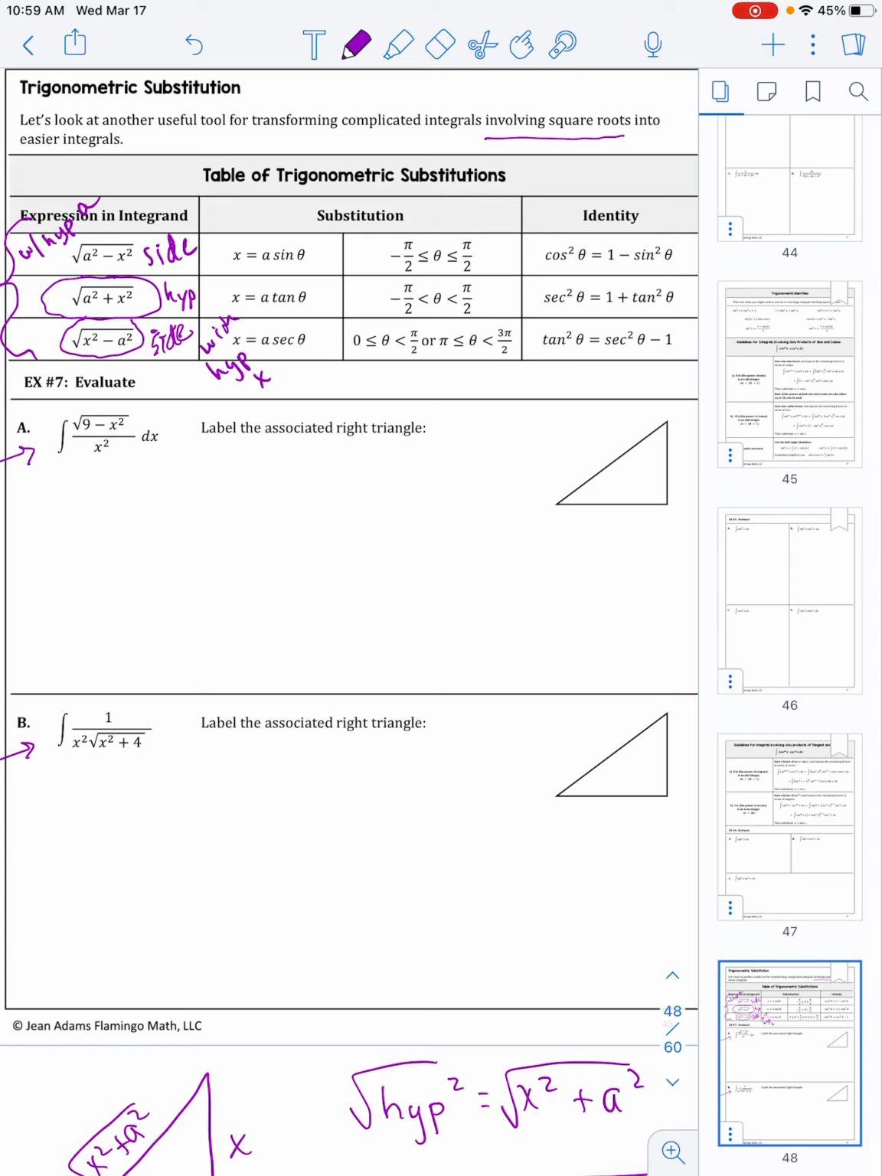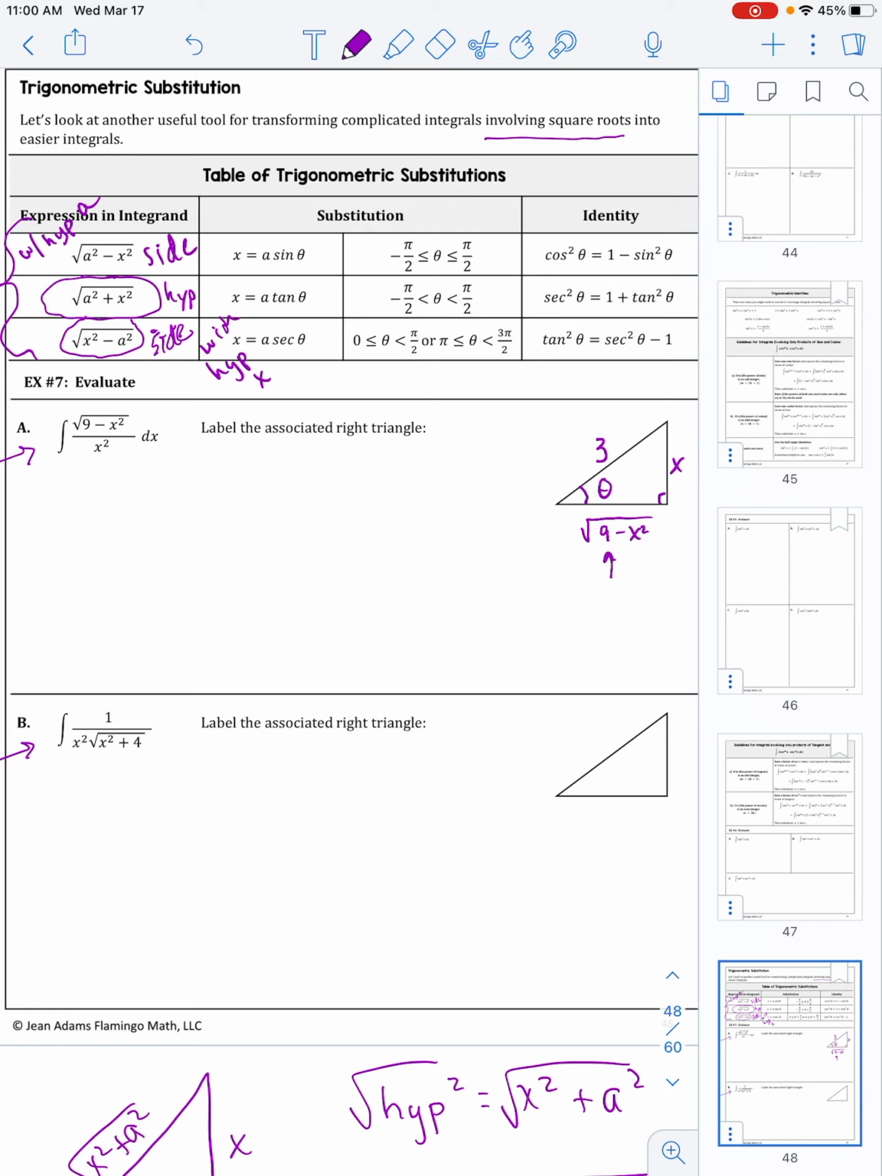And so if it was a side, and the one that I chose, this one down here, 9 minus x squared, because I knew it was a side, and that would be like 3 squared. And remember, if your constant is here, that means your hypotenuse is your constant. And of course, this would just be x. Then you're just going to label an angle theta.